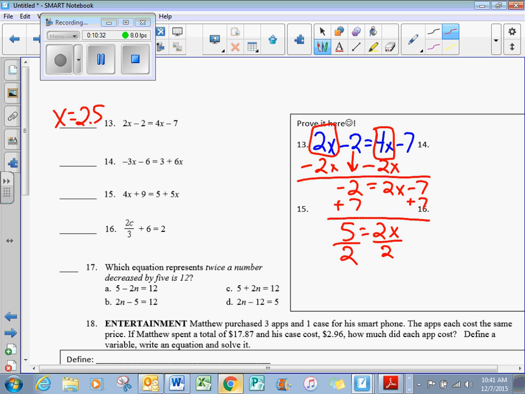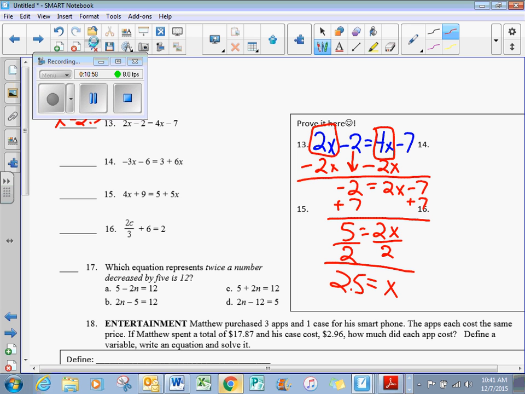When I divide both sides by 2. How many people made a silly mistake so far? Okay. So that goes back to attending to precision, okay, taking your time, being focused, checking your answers. All right, how about 14?